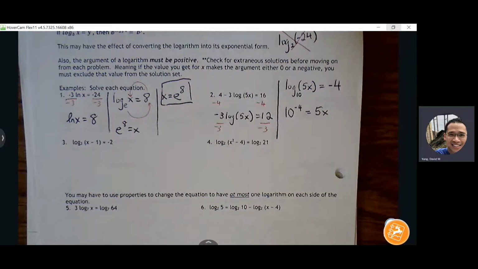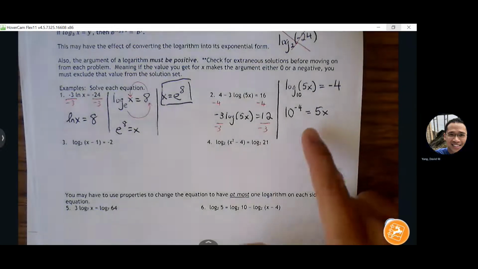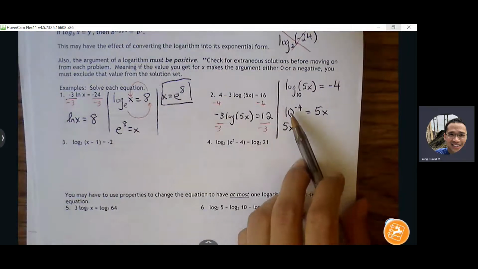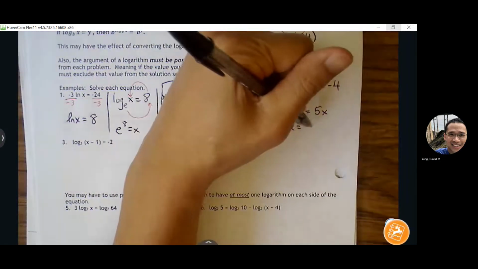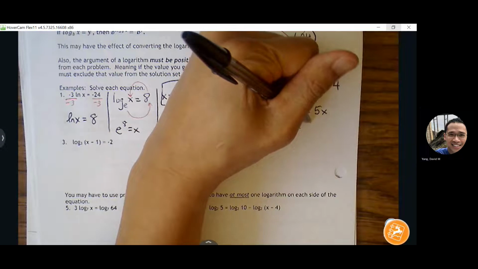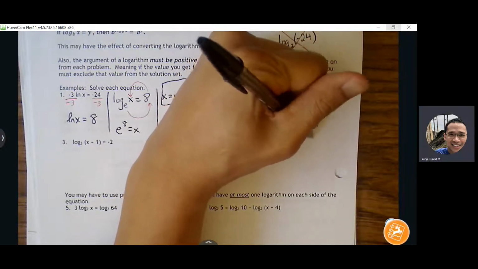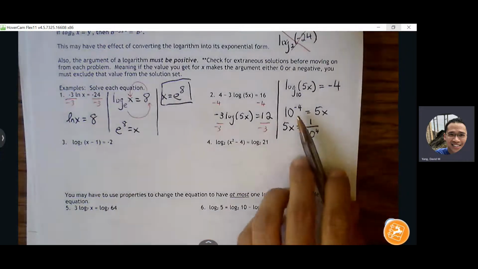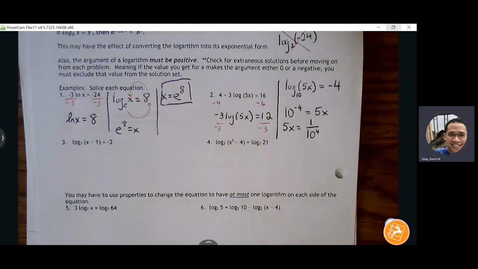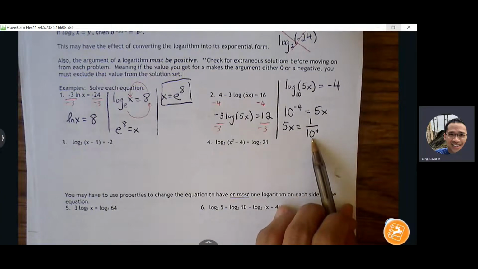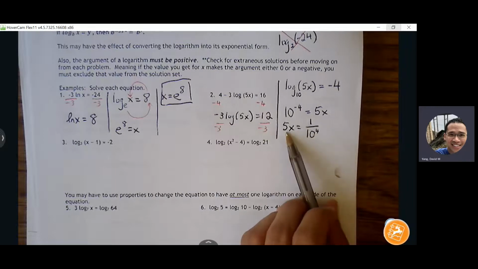Okay. 10 to the negative 4 equals 5x. Let me just put this 5x on the left side. What's another way of saying 10 to the negative 4? 1 over what? Yeah, 1 over 10 to the 4th. Anytime you have a negative exponent, you can always take the base and flip it to the other side. So this is basically 1 over 10,000. And then we divide by 5, which is the same thing as multiplying by 1/5.